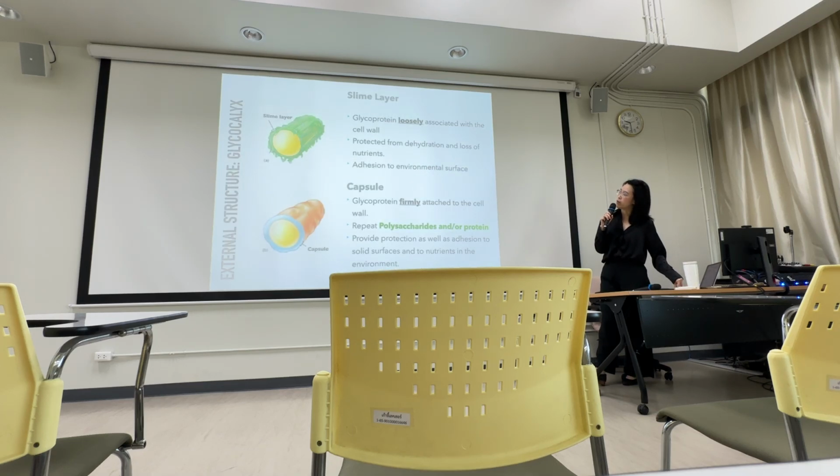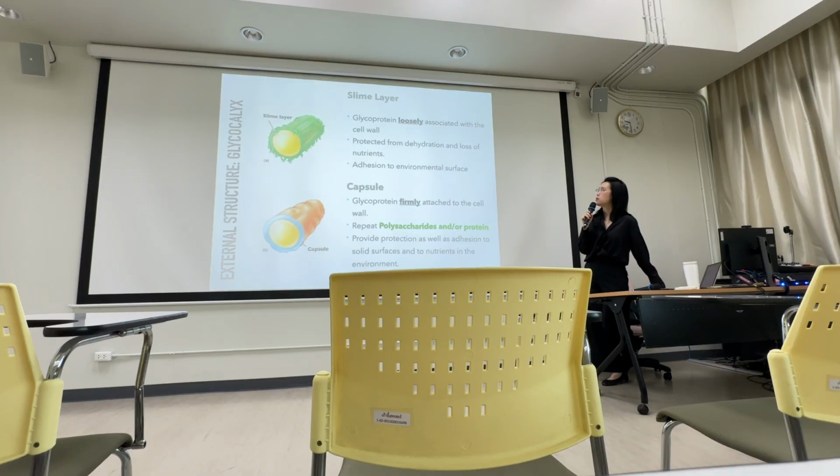The next external structure is the glycocalyx. The glycocalyx is grouped into slime layers, which are glycoproteins loosely associated with the cell wall. The function of the slime layer is to attach onto environmental surfaces. Because it's slimy, it looks like glue, so it helps to attach.